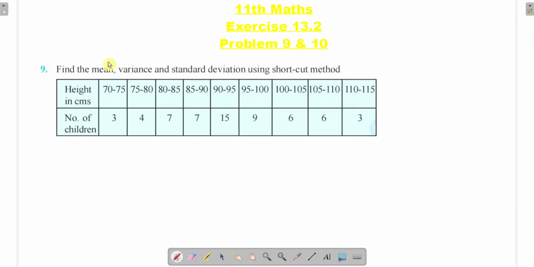Let us look at the ninth problem. Find the mean, variance and standard deviation using shortcut method. We are given the observations and their respective frequencies. So we have to find the mean, variance and standard deviation of the data using shortcut method.